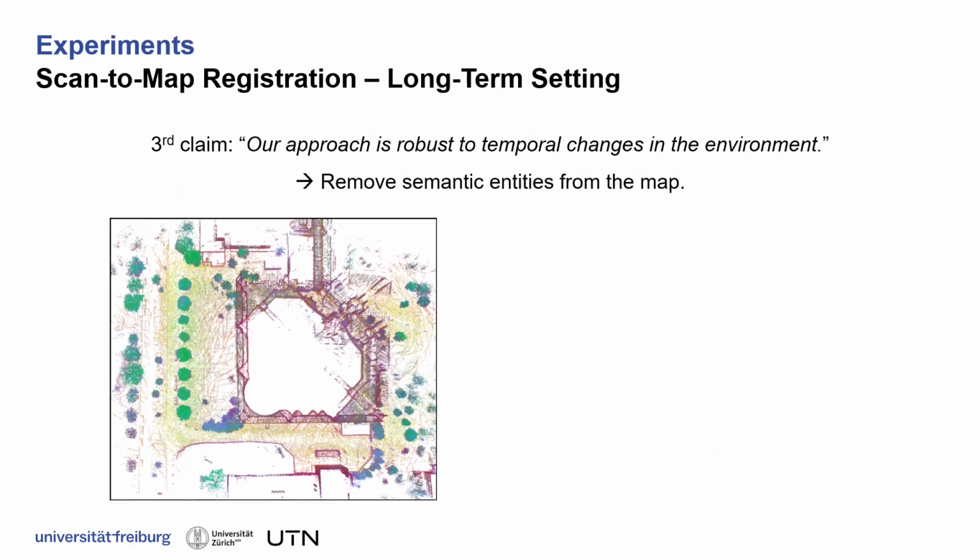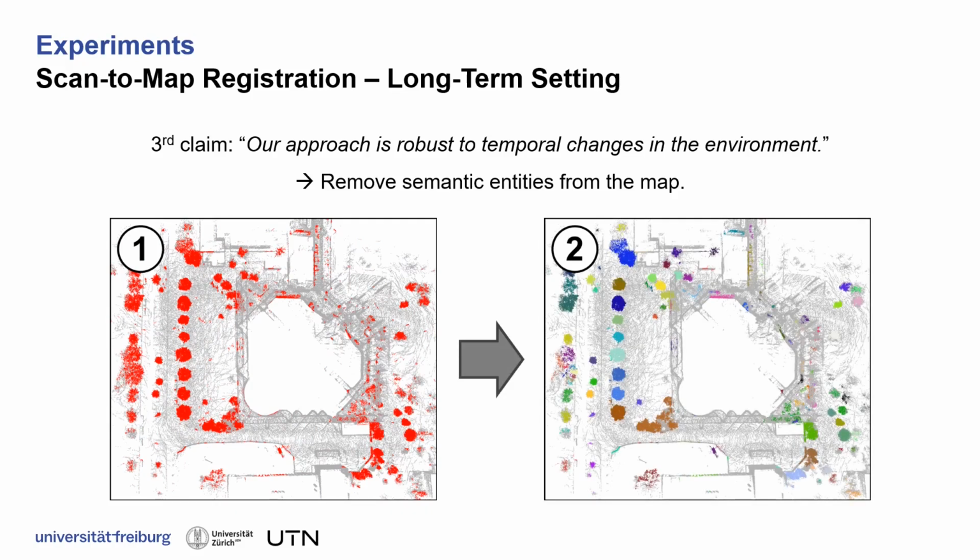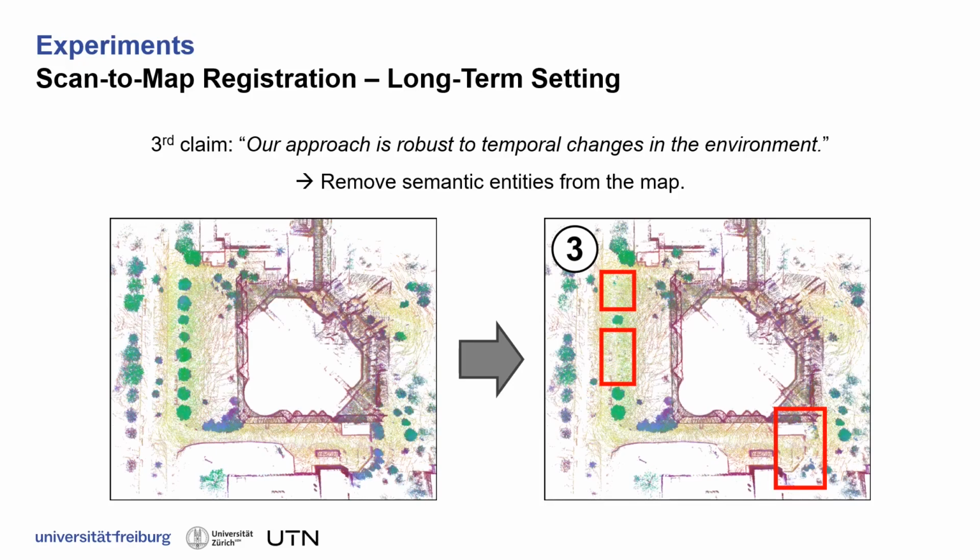To support our third claim, we simulate temporal structural changes in the environment by modifying the 3D maps. Specifically, we remove trees from the map. First, we query all points with tree-like descriptors. Second, we cluster these points to obtain individual trees. And finally, we randomly remove some trees from the map.